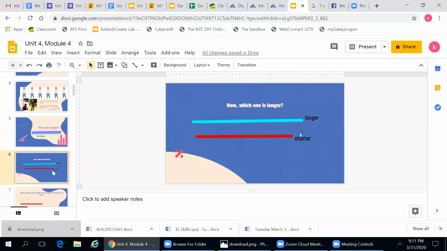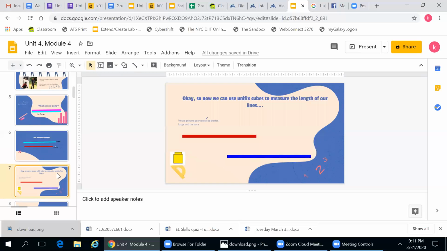We can match them up. We can see which is longer. We can put them right on top of each other. And I'm going to show you another way that we can measure something. Okay, so right here, I have two more lines for us. I have a blue line now, and I have a red line now. So guess what, friends? We can actually use Unifix cubes to measure the length of our lines.